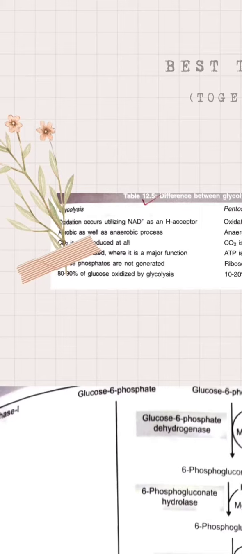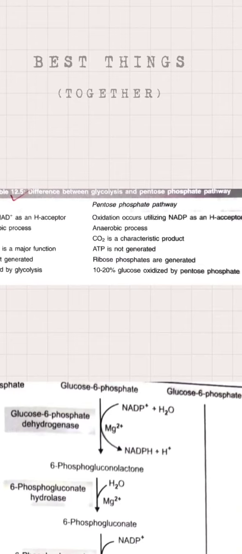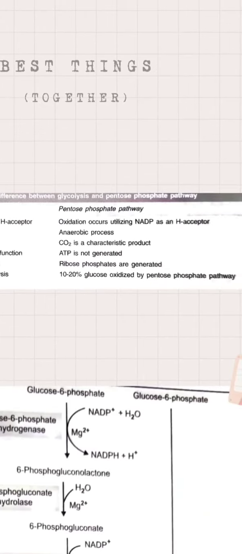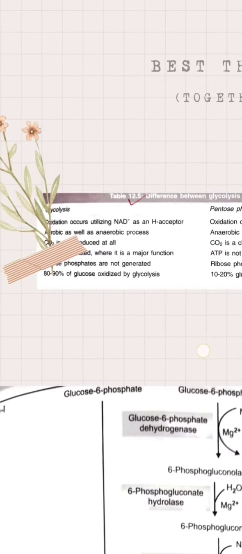Last difference is 80 to 90% of glucose is oxidized by glycolysis, and in pentose phosphate pathway 10 to 20% of glucose is oxidized by the pentose phosphate pathway. So there is huge difference here.